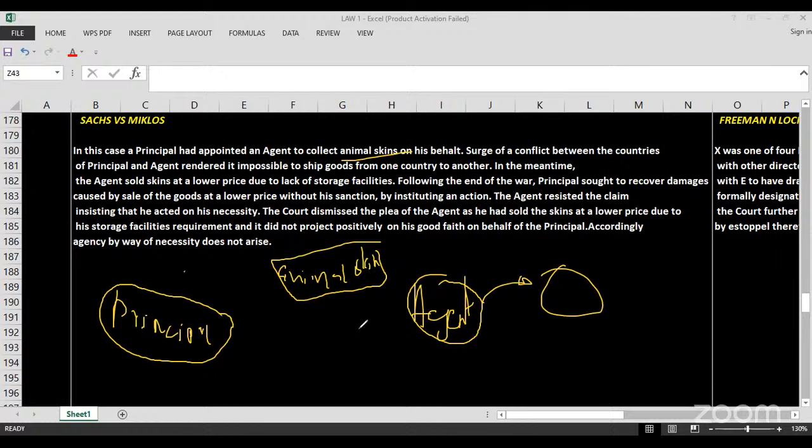So you have to act in good faith. There is no good faith in this agent's activity. Therefore, an agency is not created. Therefore, the agent is liable to compensate the loss caused to the principal because of his activity.